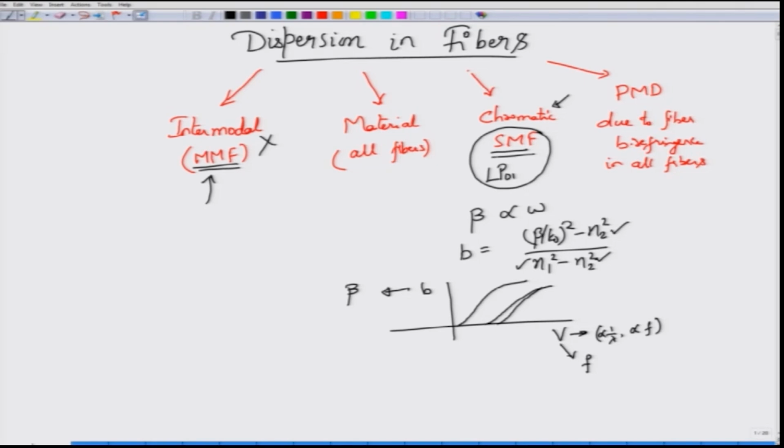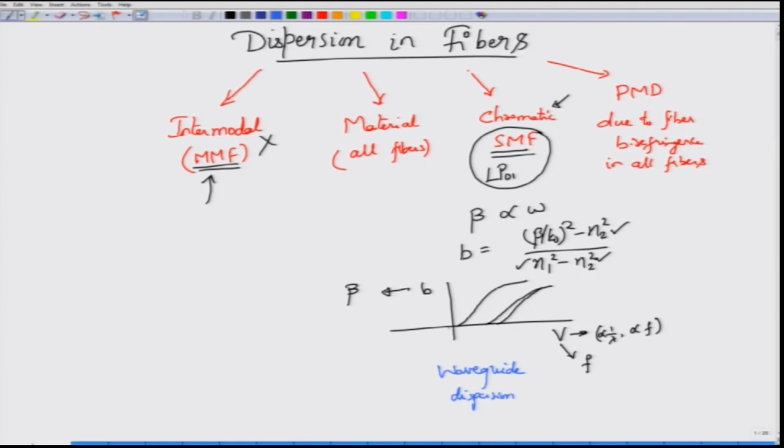Now, this dispersion is purely a geometric effect. I can tailor this dispersion by changing the value of beta versus F, and how can I do that? I can change the values of N1, I can change the values of N2, I can change the core area, I can change all these parameters in order to play around and then change the dispersion. For this reason, this is sometimes called the waveguide dispersion. So, waveguide dispersion is the geometry dependent dispersion.